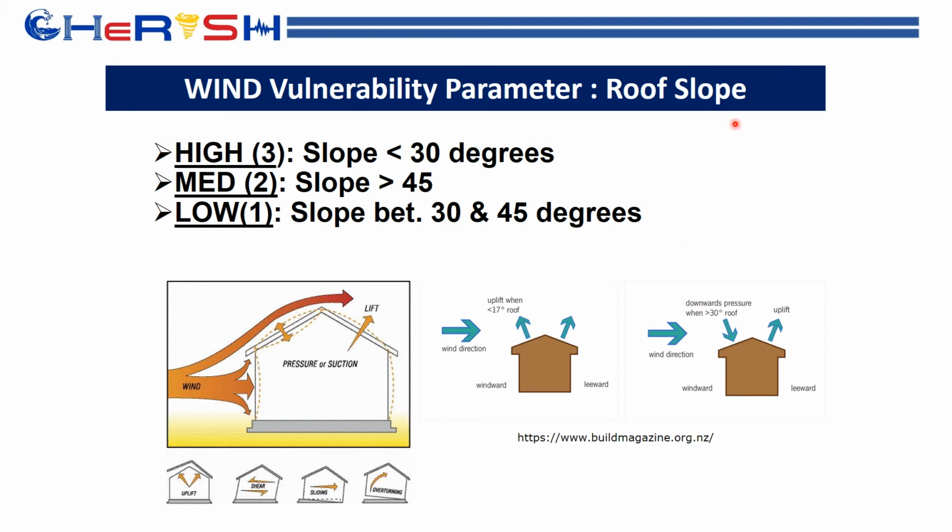The roof slope is another parameter. Slopes less than 30 degrees or flatter experience more uplift, while slopes between 30 and 45 degrees experience less uplift. So flat roofs usually experience uplift forces, but slopes like 30 to 45 degrees experience an uplift on one side and a push or a downward pressure on the other side.